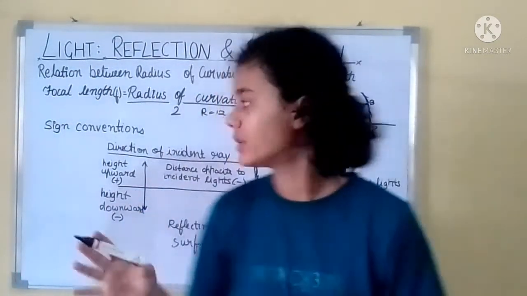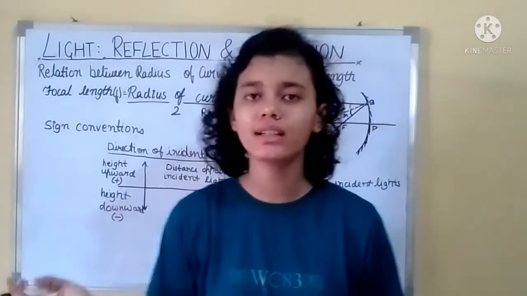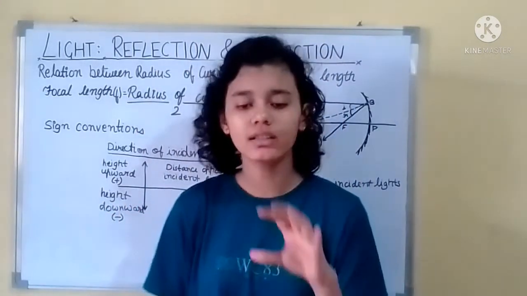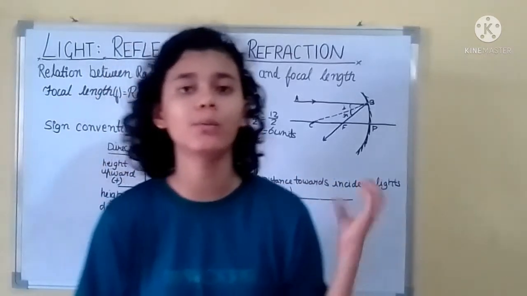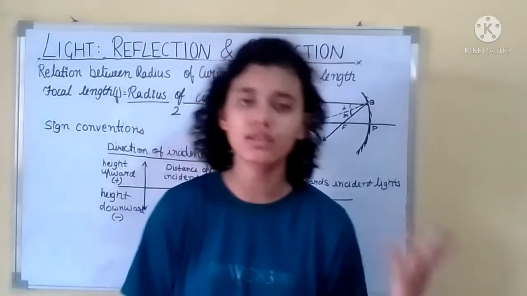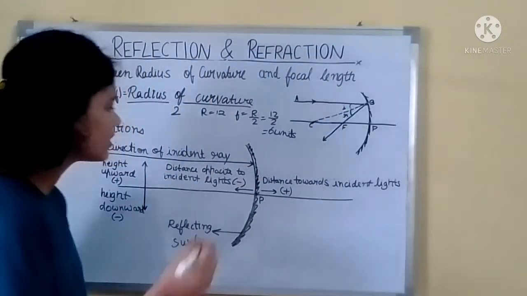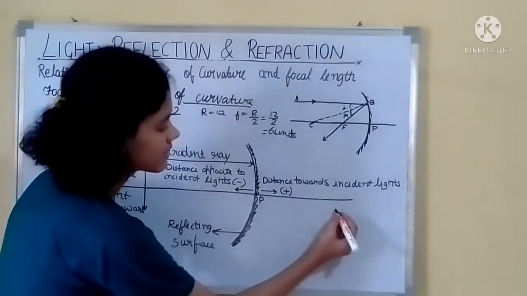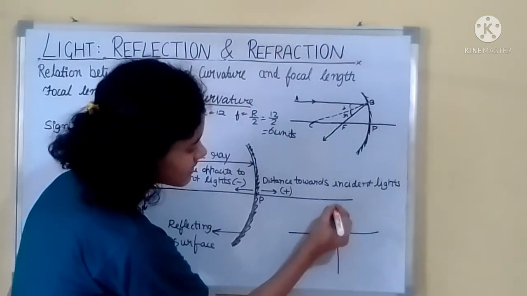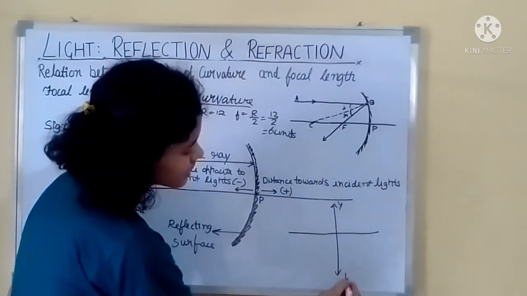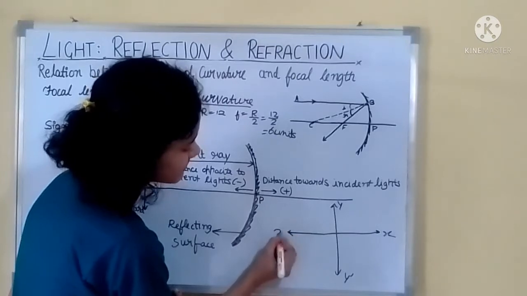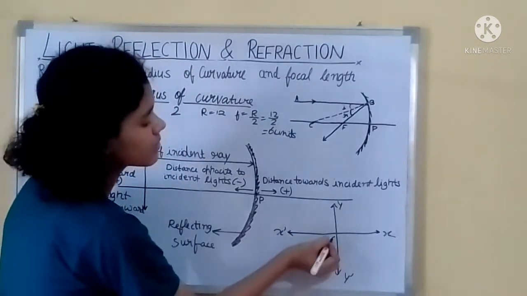Now we will do the sign conventions. What is the need of them? We come to know what type of sign we have to put while solving the questions of the spherical mirrors. See over here, you can correlate this diagram with a graph. What we do in graph is that, see, this is y, this is y dash, this is x, this is x dash, okay, and this one is origin.